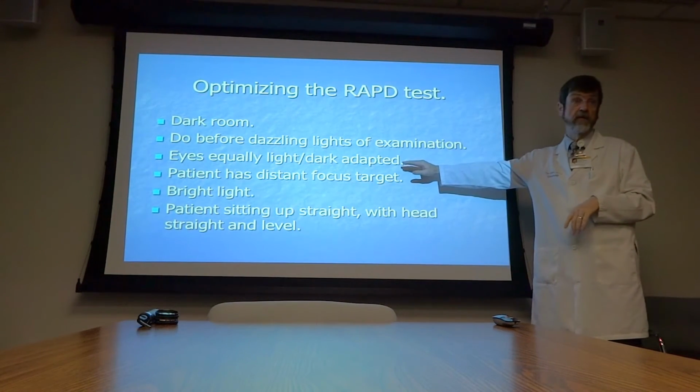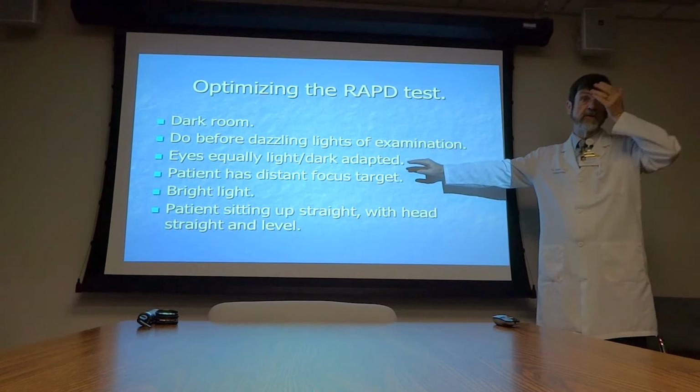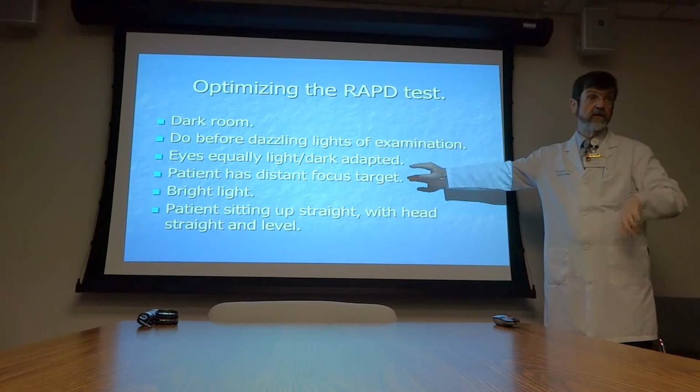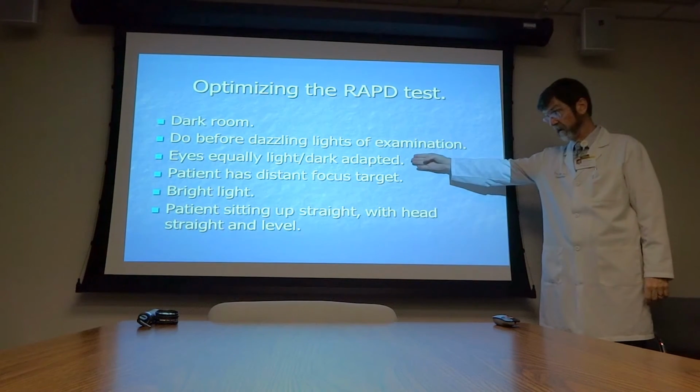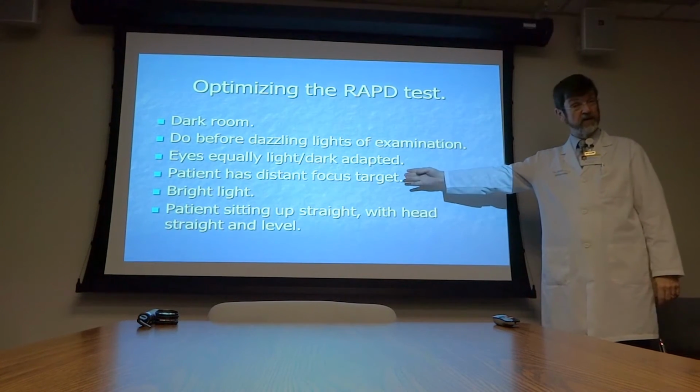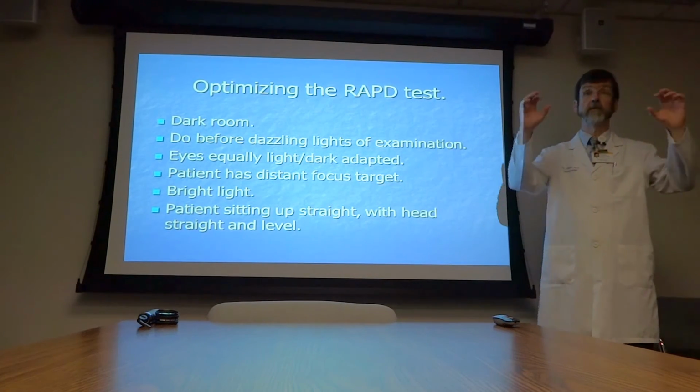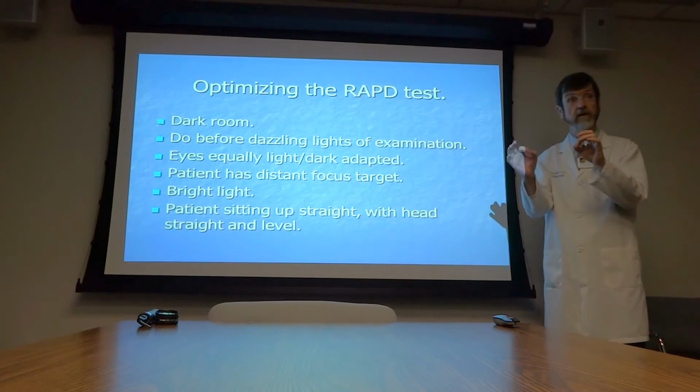You want them to be equal. So we'll talk in a minute about patients who have had a patch on because of double vision, or somebody's already looked in their eye with a direct ophthalmoscope. The eyes have to kind of be equally dark adapted. You want them to look in the distance. Well, why is that? Because if they look up close, the pupils get small. You kind of messed up your test a little bit.